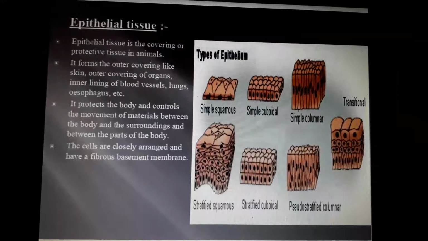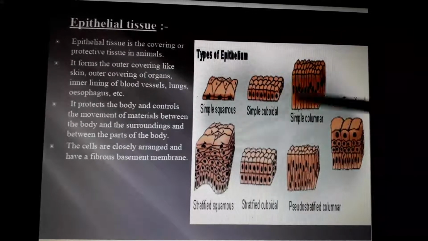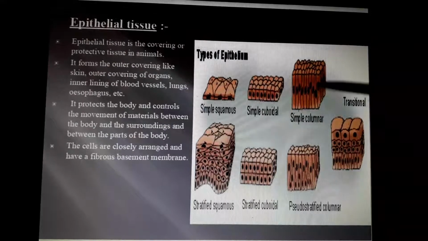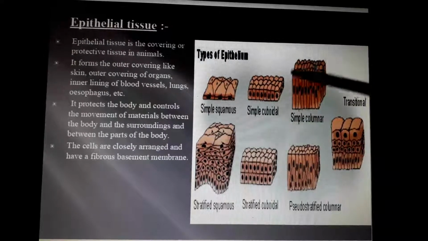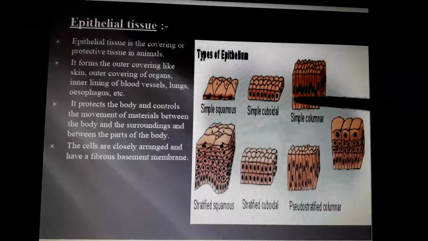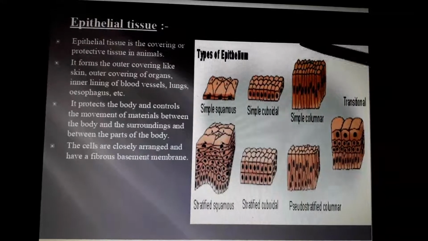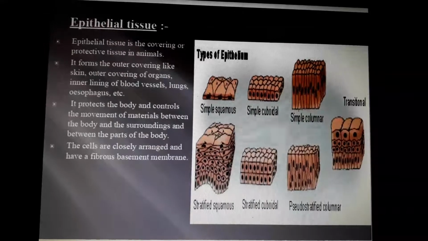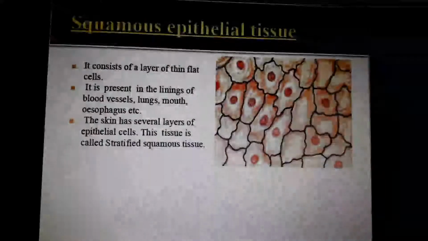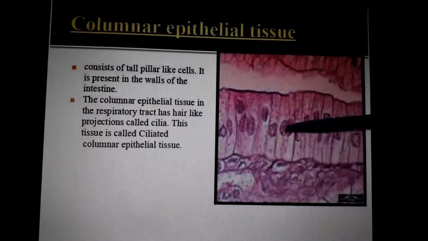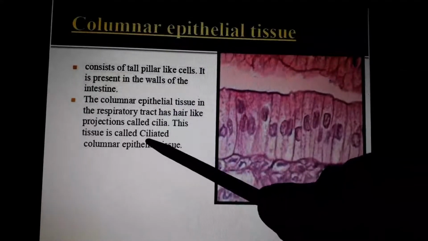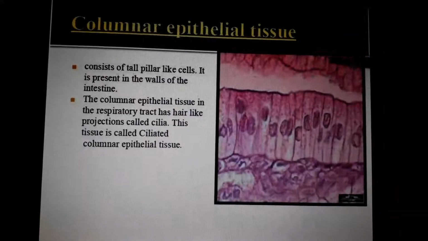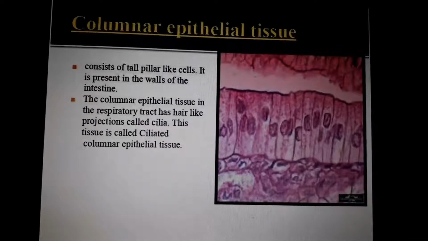Inside the respiratory tract it is the same. These columnar cells are there, but they have a lot of hair-like things on top. They are columnar cells, but at the top they have some hair. That hair is called cilia, and that particular tissue is called ciliated columnar epithelial tissue. Here it is not given. In the textbook I think the photo will be there.